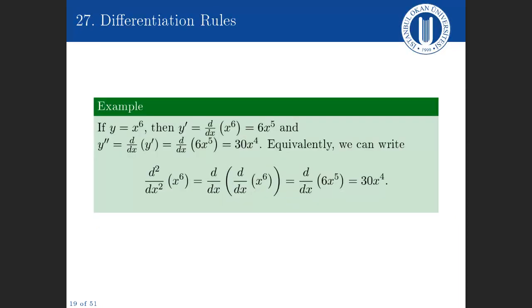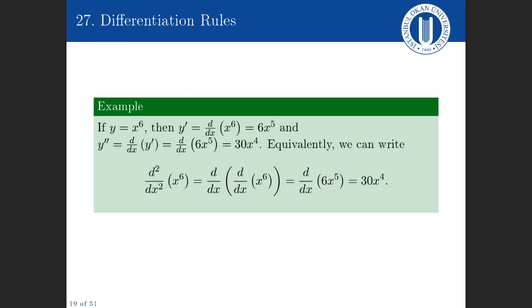For example, if y is equal to x to the power 6, then y prime is the derivative of x to the power 6, or 6x to the power 5, and y double prime, that's the derivative of y prime, or the derivative of 6x to the power 5, is 30x to the power 4.